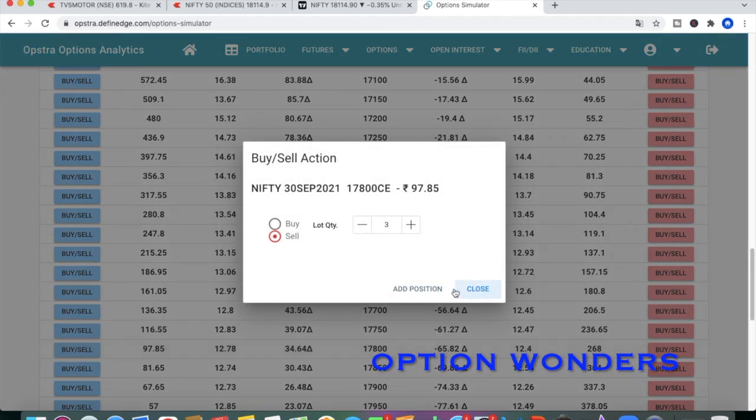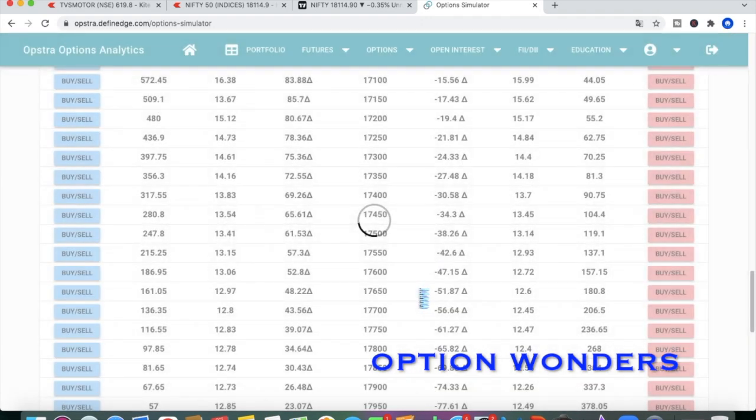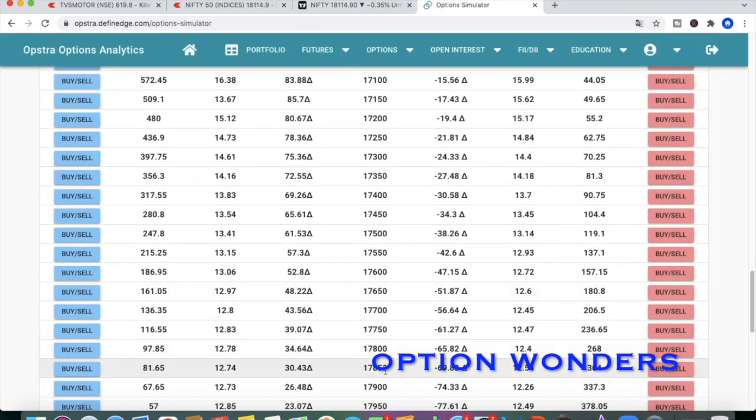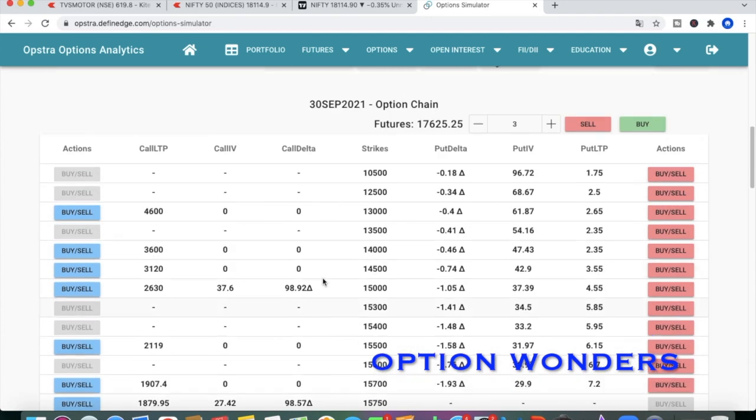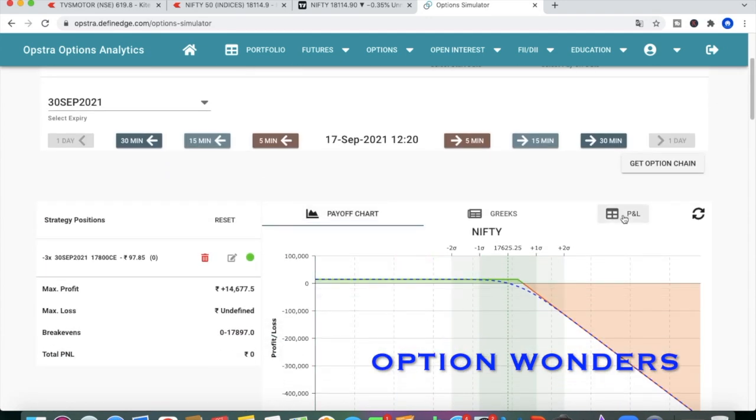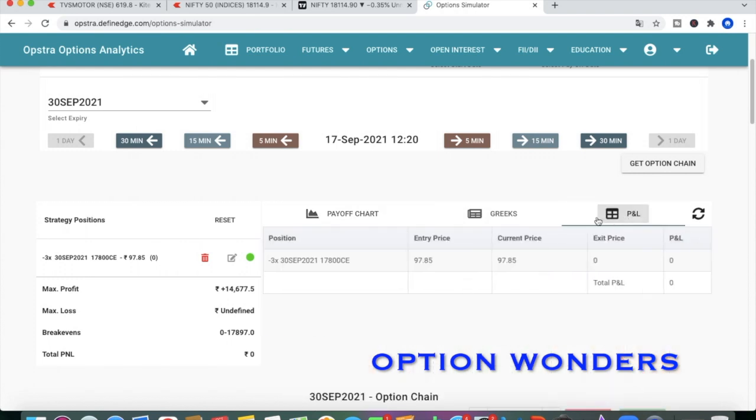We can sell 3 lots. Now what you have to do? You have to add 75 points, the stop loss points. 97 plus 75 comes to 172.5. So your stop loss will be 172.5. Once you see your 172 points, you have to exit.